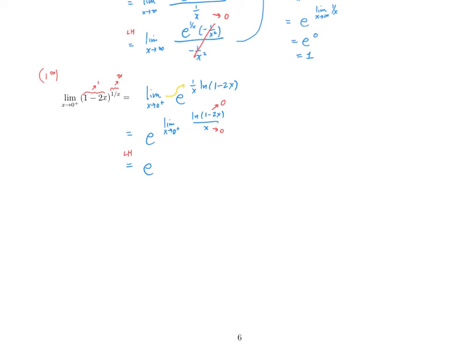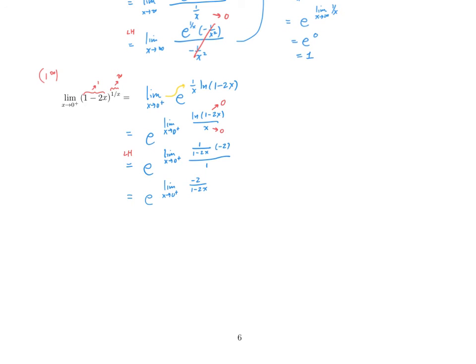This exponential function is going to come along for the ride at each step, and L'Hopital's rule applies to this limit. We take the derivative of the top, which requires the chain rule. The derivative of the outside, evaluated at the inside, multiplied by the derivative of the inside, and we divide by the derivative in the bottom. And just simplifying this a smidge algebraically, we can rewrite that as minus 2 over 1 minus 2x.